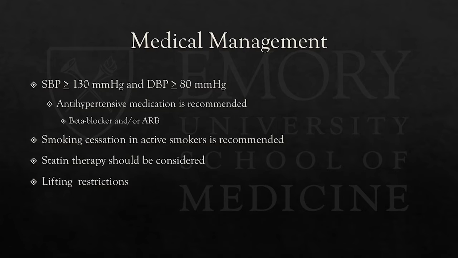So in patients that don't meet criteria, what do we tell them in clinic? How do we manage them? How do we go about it, and how do we think about it? Well, again, we want the systolic blood pressure somewhere in the 130 range or lower. We want the diastolic blood pressure somewhere 80 or 90 or lower. First line treatments are obviously beta blockers and/or ARBs, our preferred antihypertensive medications. We always assess for smoking history and discuss smoking cessation in active smokers. Statins should be considered based on the ACC and AHA recommendations.